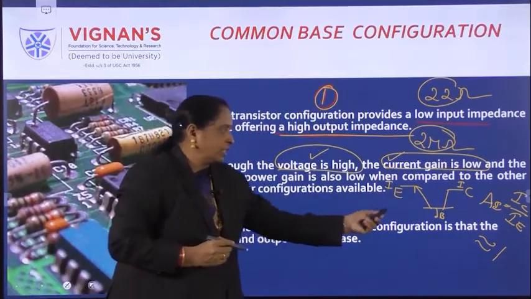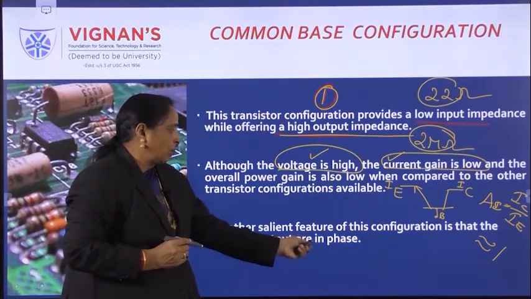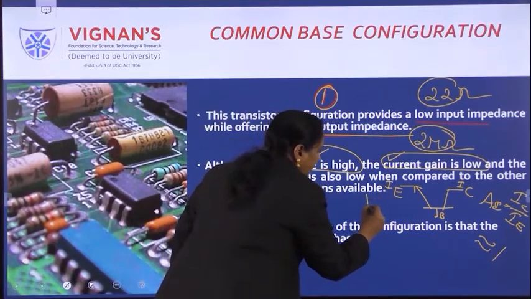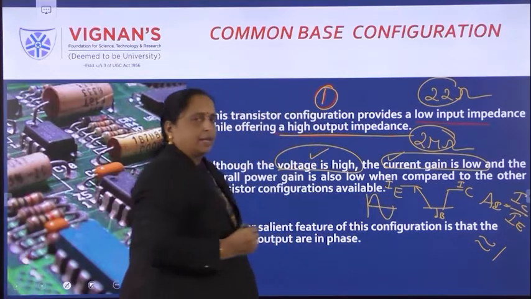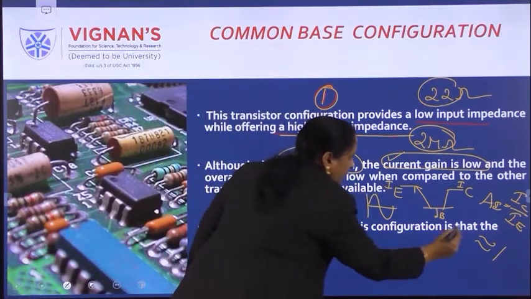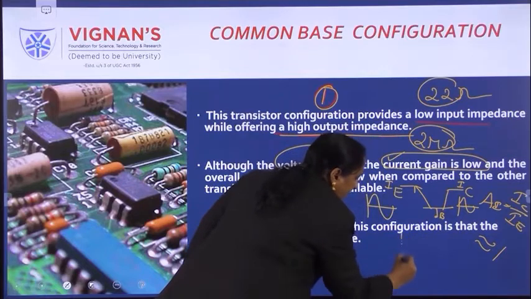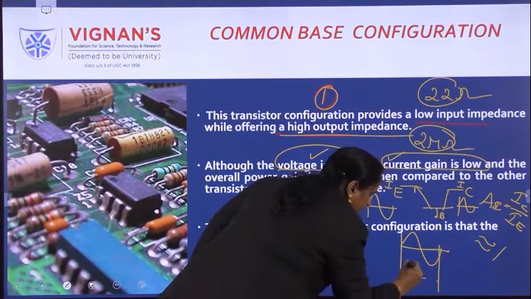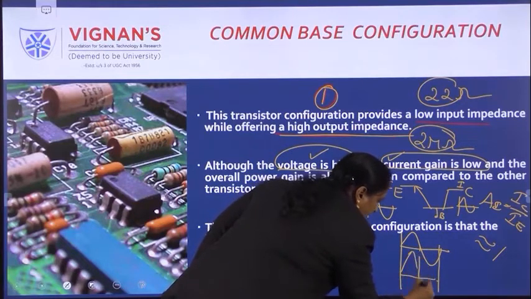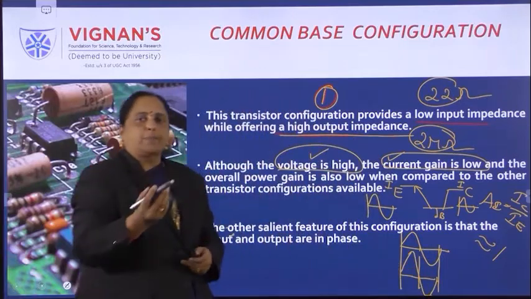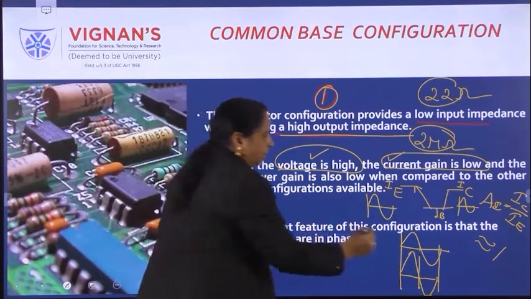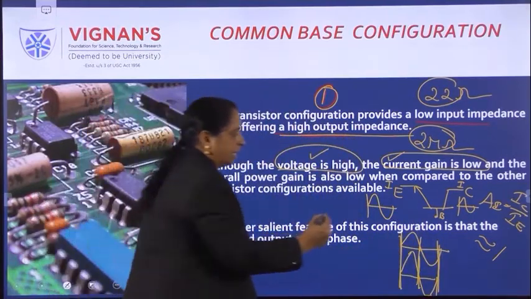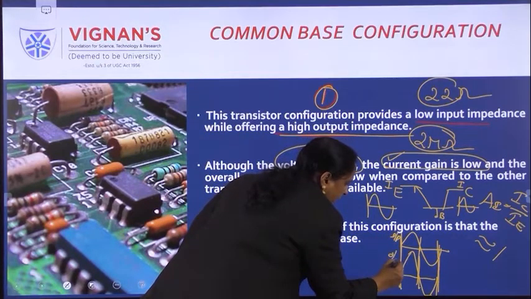The other salient feature of this configuration is that the input and output are in phase. What do you mean by in phase? Suppose here through this emitter, I am giving the input a signal like this. The output is also in phase. Here, this is the input signal. After amplification, the output signal is, of course, amplified, but they are in phase. That is the same, like this. So this is an input signal and this is the output signal.